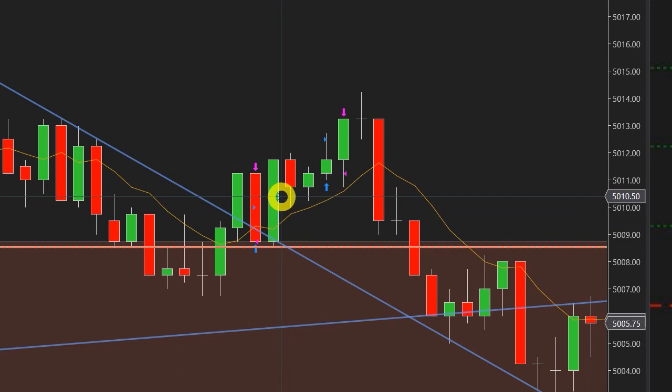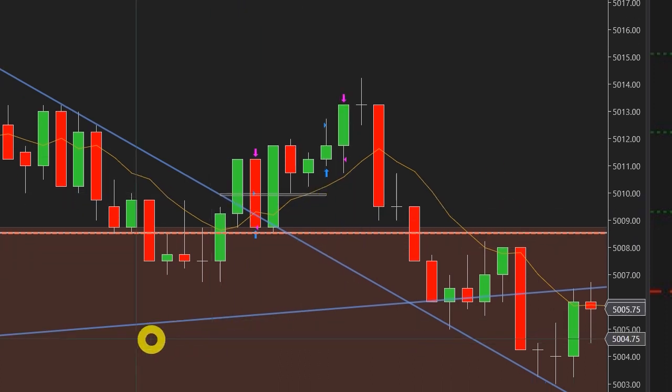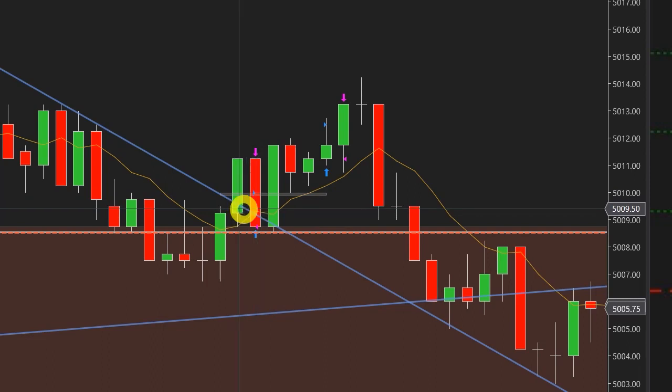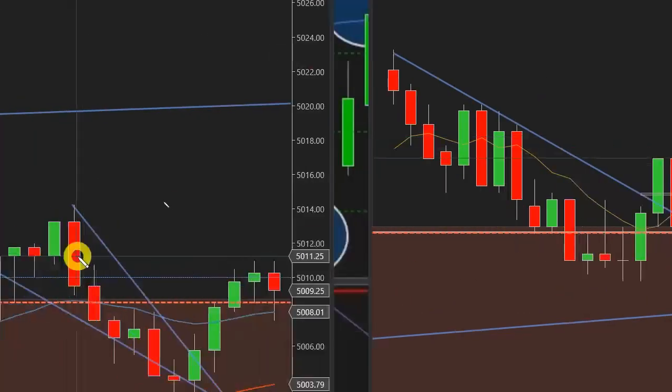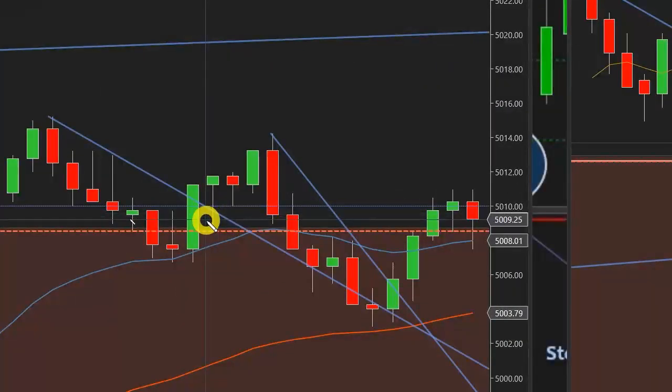I got in right here. It didn't come all the way down to the trend line, you see. I wanted to get in early. I got in early, and I put my stop at the bottom of this candle, which is 500875. Let's see what that is. So yeah, it just stopped me out right on the bottom. I don't know how I would have played that, to be honest with you. It worked out for the trade, scalping upwards.